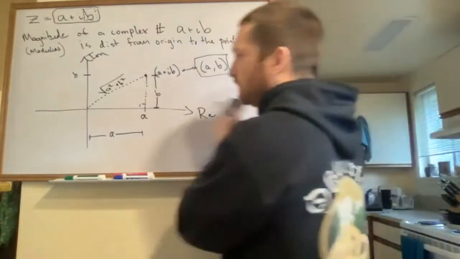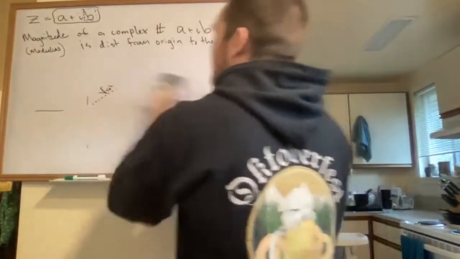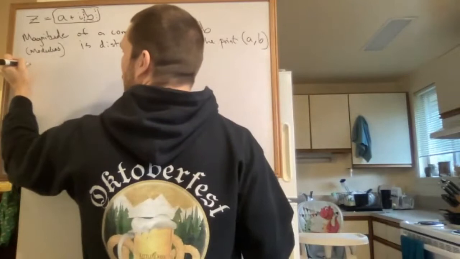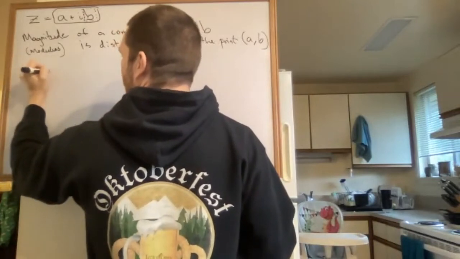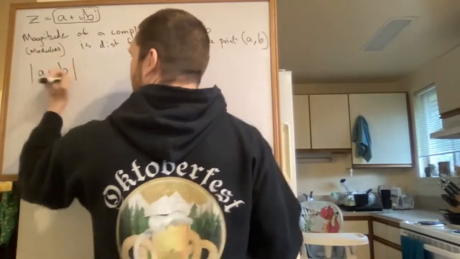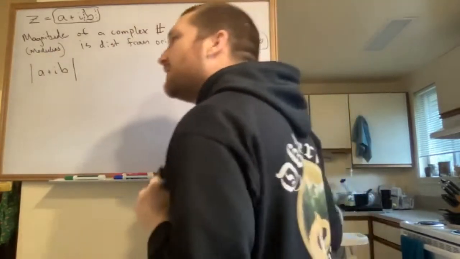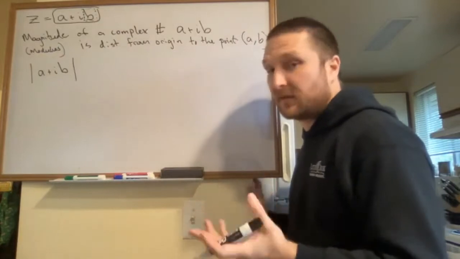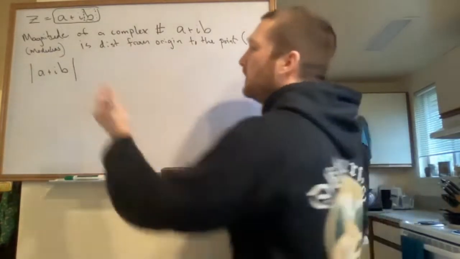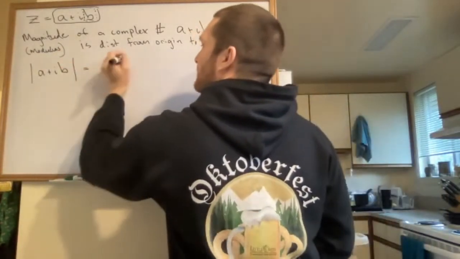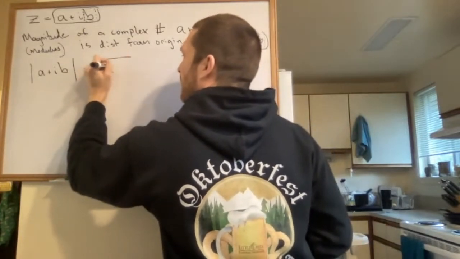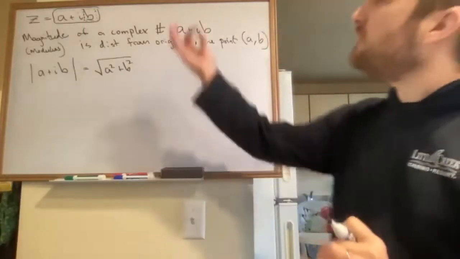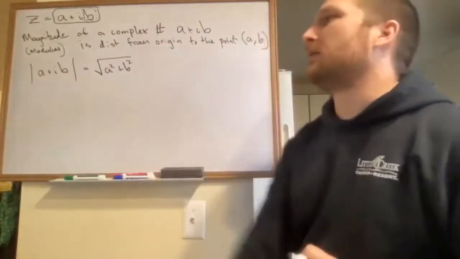There is a shorthand way of writing this, and we use absolute value bars. The absolute value of A plus iB, which is why your book calls it the absolute value, but we're going to call it magnitude. The magnitude of a complex number A plus iB is the square root of A squared plus B squared, which is the distance from the origin to that point on the plane.